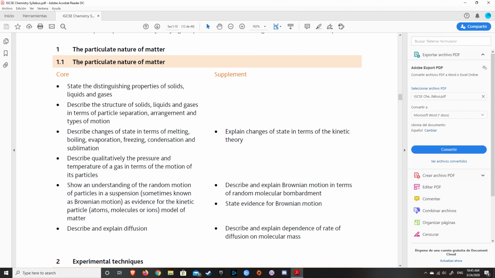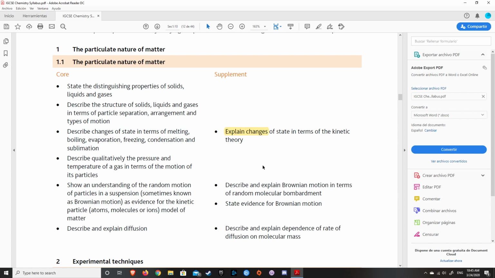Today we're still going over Unit 1, the particulate nature of matter. In the last videos we talked about solids, liquids, and gases. We talked about their structure, in terms of particle separation and how they are arranged. We talked about solids being in a set lattice, liquids being touching but moving, and gases basically not being in contact at all. And today we're going to talk about changes of state, how to draw them in graphs, and how to explain them in terms of kinetic particle theory.